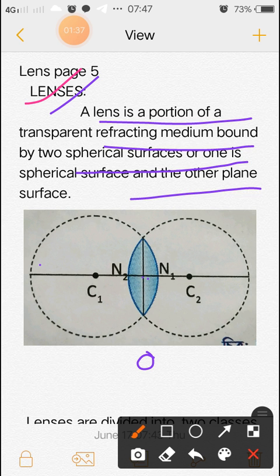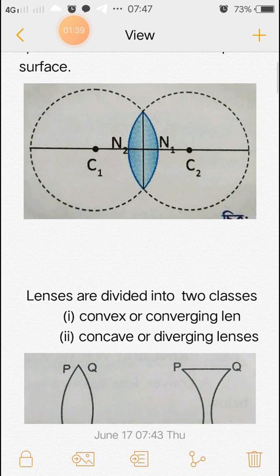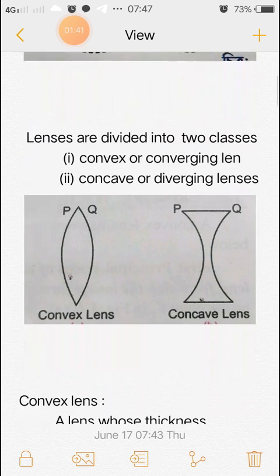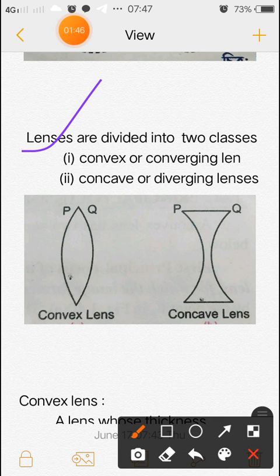Now, lenses are of two types. One is the convex or converging lens, and the other is the concave or diverging lens. So this is a convex lens and this is a concave lens. The basic difference is that in a convex lens the middle portion is thicker, and the middle portion of a concave lens is thinner.